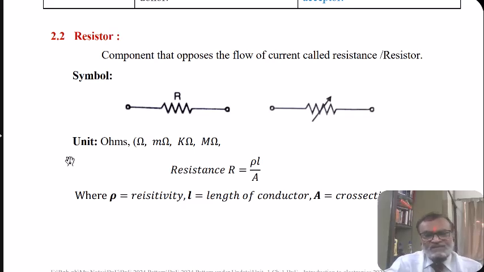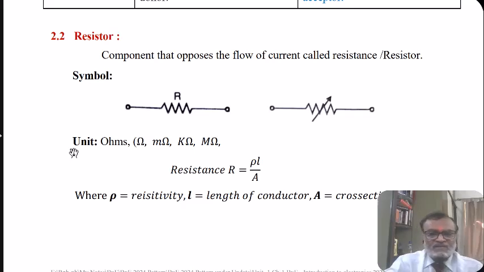The resistance of a material is given by the formula R is equal to rho L by A, where rho is the resistivity of the material, L is the length of the material or conductor used to implement the resistance, and A is the cross sectional area. So we observe that the resistance is increased with L and decreased with the increase in area of cross section of the specimen.